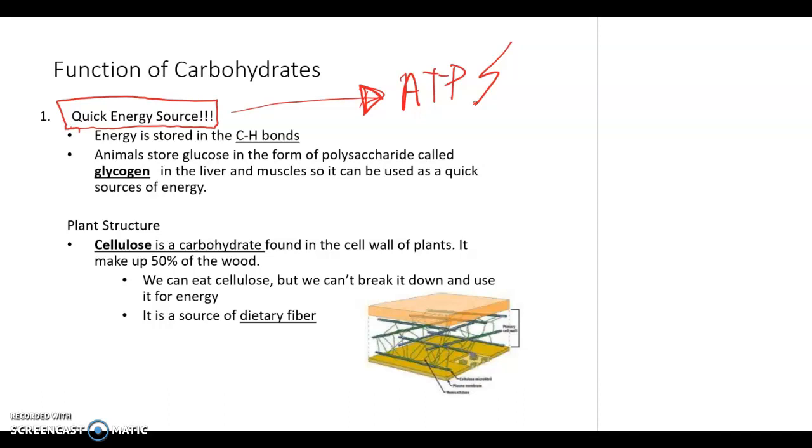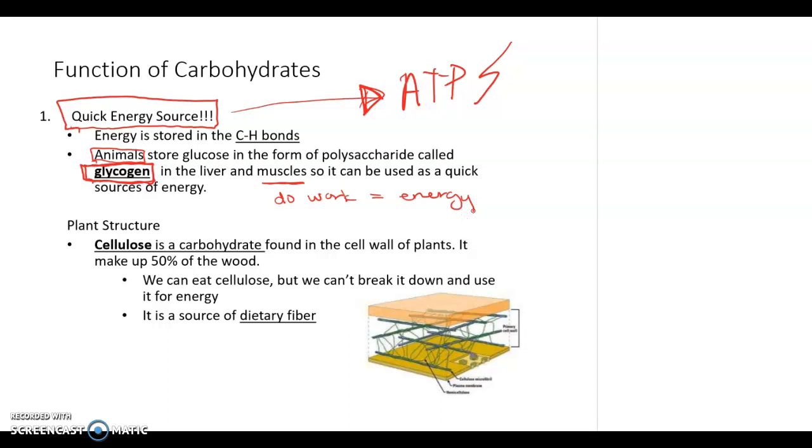Now, animals are going to store carbohydrates a little different than plants. If we're talking about animals, animals store glucose in the form of a polysaccharide called glycogen. And so you're going to need to know the difference between glycogen, which is found in animals. We store this mainly in our liver and in muscles. Muscles, because if you think about where do we have to do work? Okay, we do work, we need energy. It's going to be in our muscles.